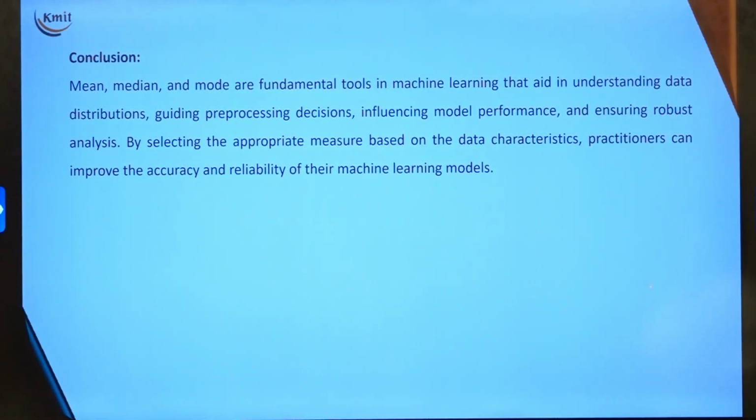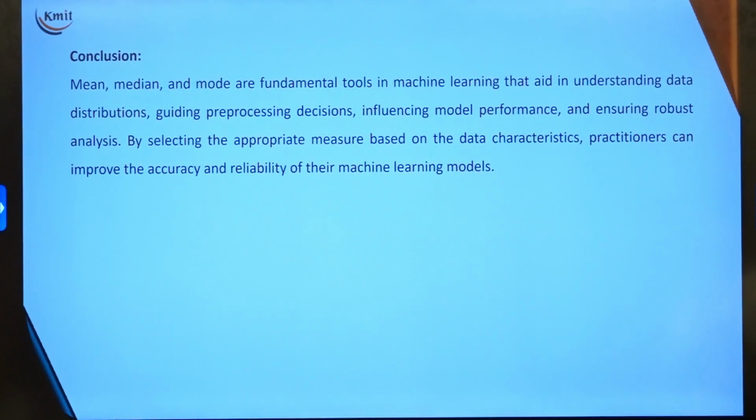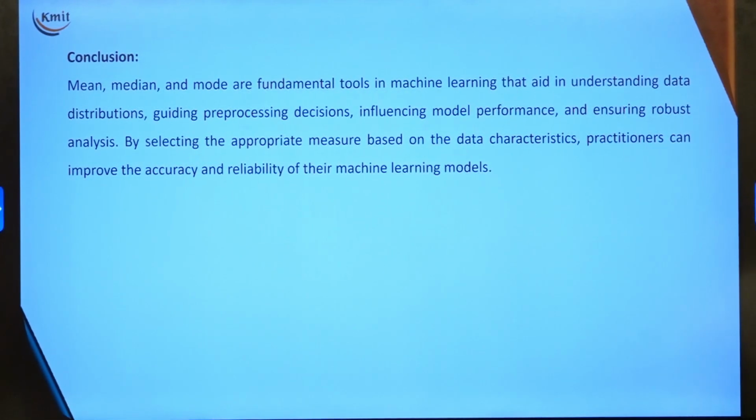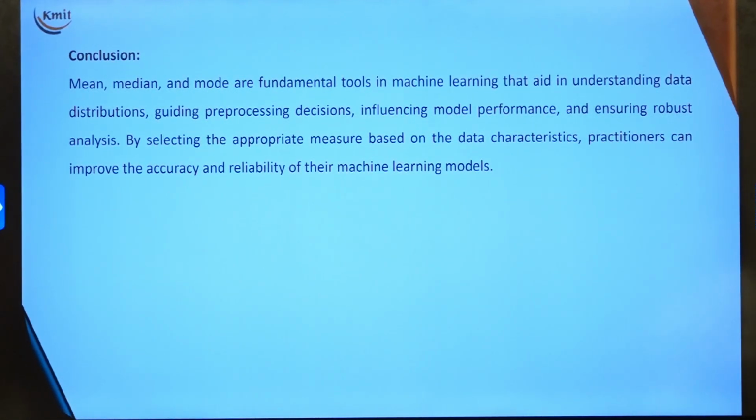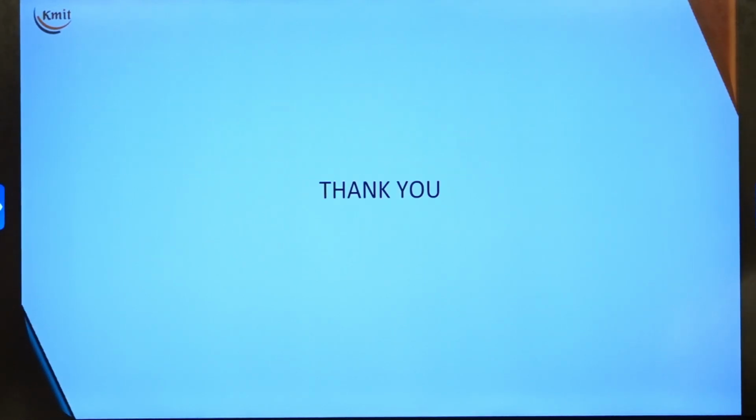Mean, median and mode are fundamental tools in machine learning that help us understand the data and how it is distributed, so that the model will have better performance, looking at the analysis or statistics of the data and ensuring robust analysis. But we have to make sure that we select the appropriate measure based on the characteristics of the data, to improve the accuracy and performance of the machine learning models.